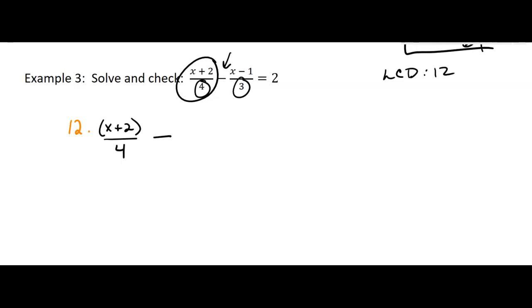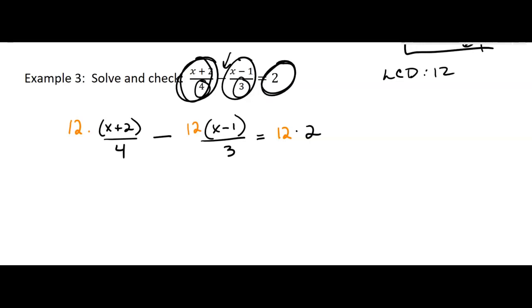And then I'm going to have a 12. And then I'm going to have x minus 1 over 3 equals, and then sometimes people forget, you've got to multiply both sides by the 12. So it's going to be 12 times 2. I don't have a fraction really on the right, but it still gets multiplied by 12. So each term, those terms are separated by addition and subtraction signs. So I have stuff minus stuff equaling stuff. And each of those stuffs gets multiplied by 12.